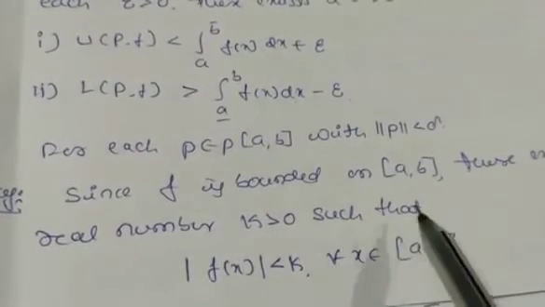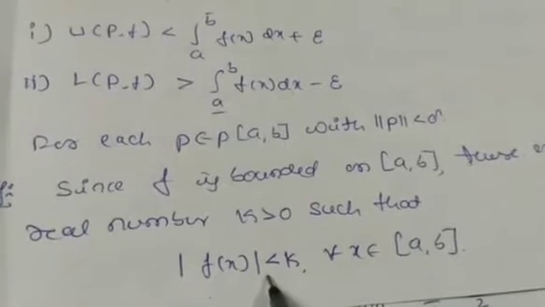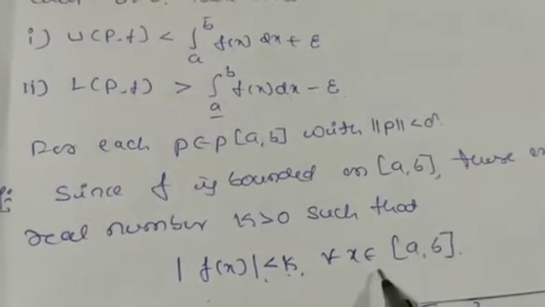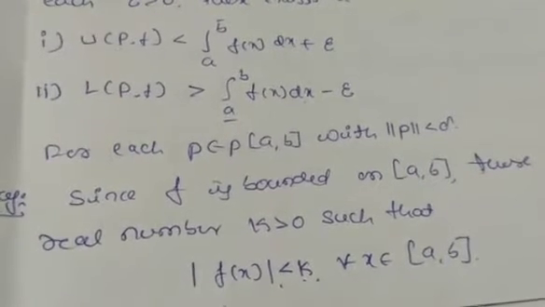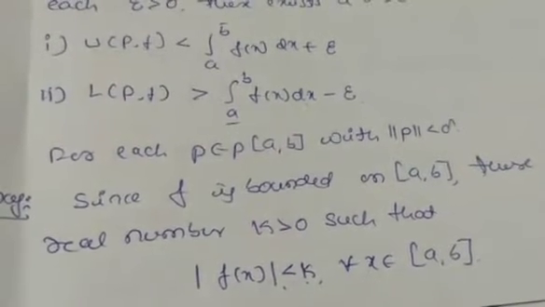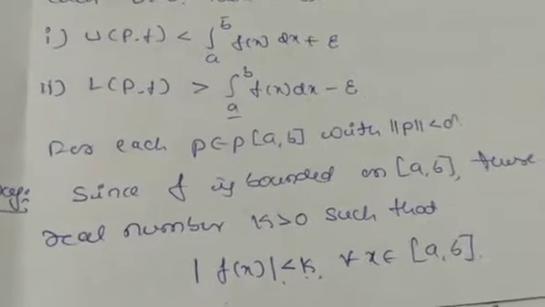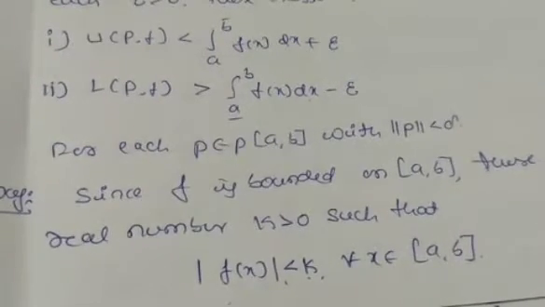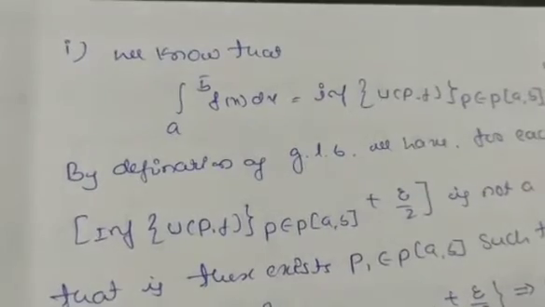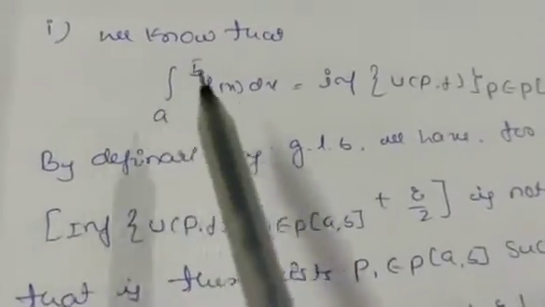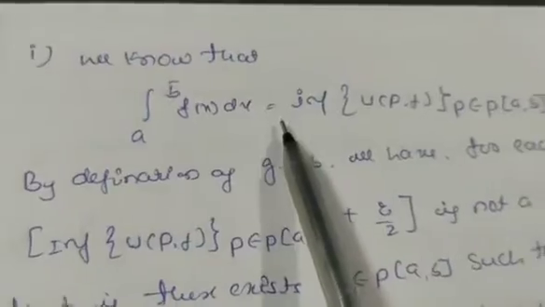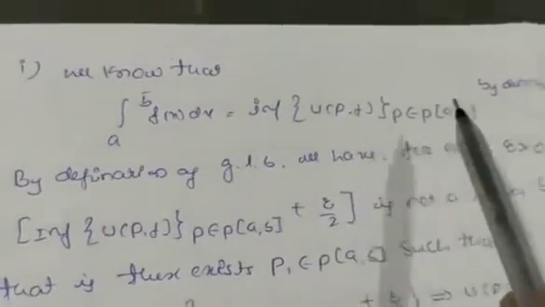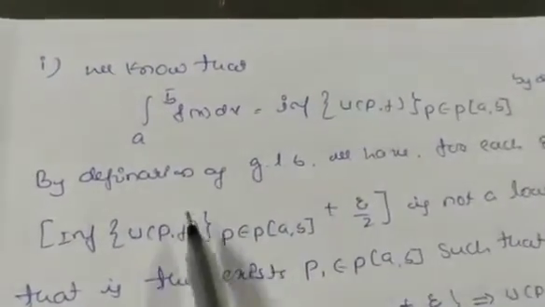Take the proof. Since f is bounded on this interval [a, b], there exists a real number k greater than 0 such that mod of f(x) is less than k for all x belonging to [a, b]. So f is bounded in this interval, no? There exists some real number k such that its modulus is always less than k here. Let us take the first part of the proof. We know that the upper Riemann integral of f(x) dx is equal to the infimum of U(P,f). This is by the definition.